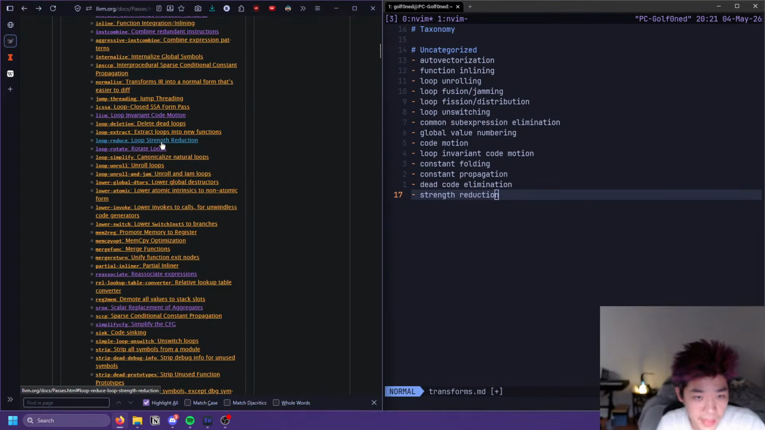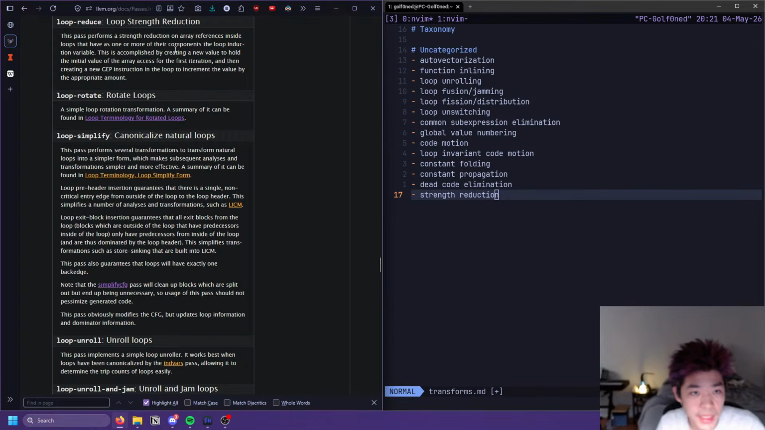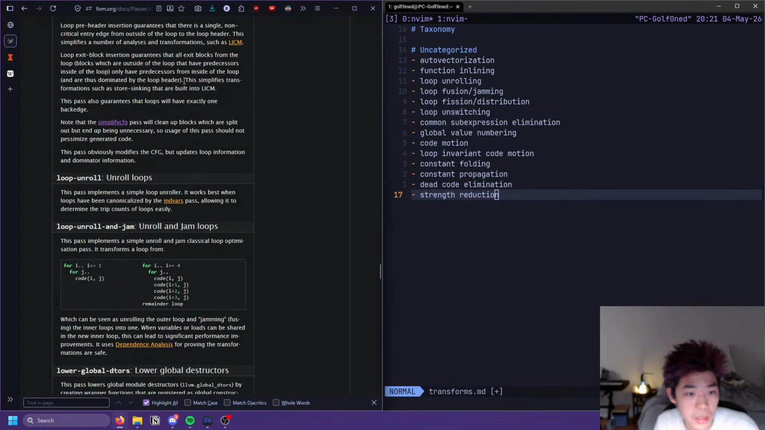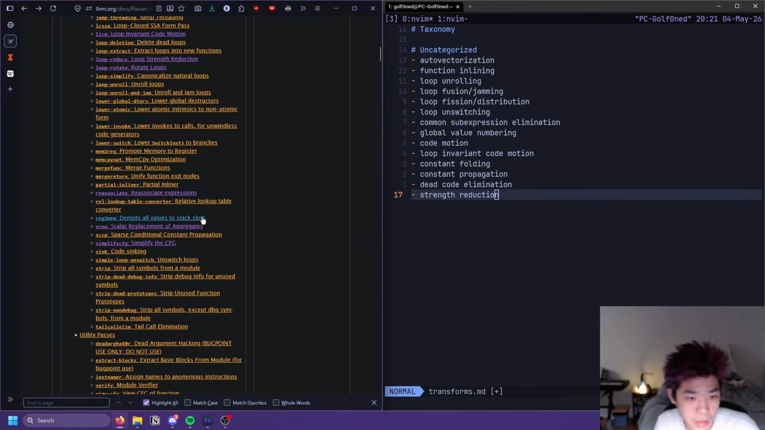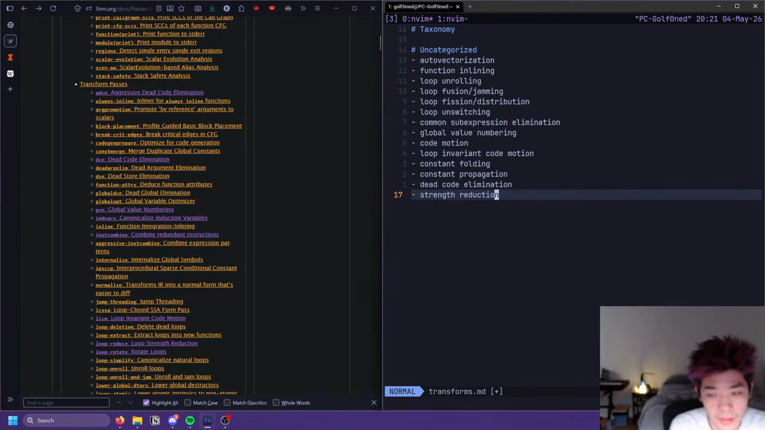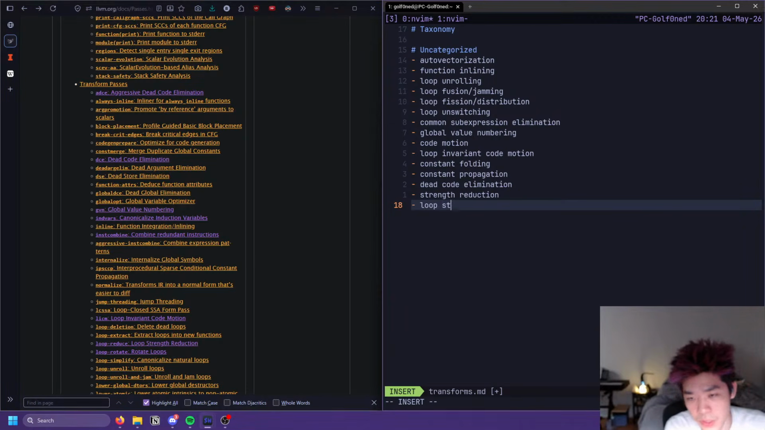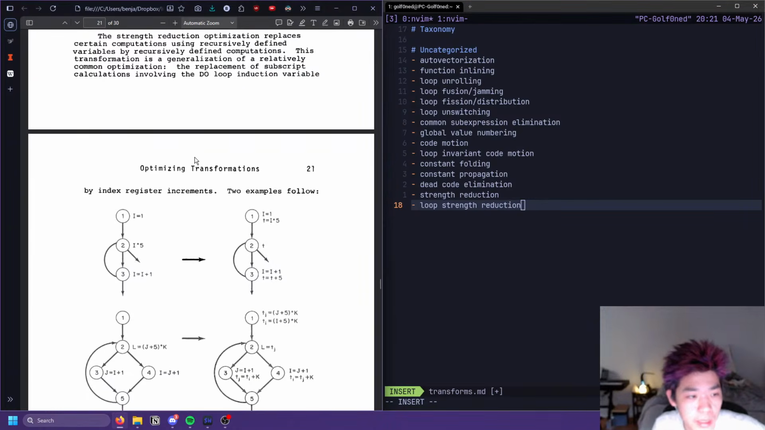Ah, that's what it is. Or I guess this is kind of where it exists, at least. Huh, okay. We can do that and then like loop strength reduction. I feel like it makes sense to separate them, at least in my head.